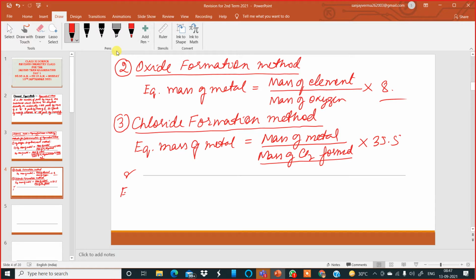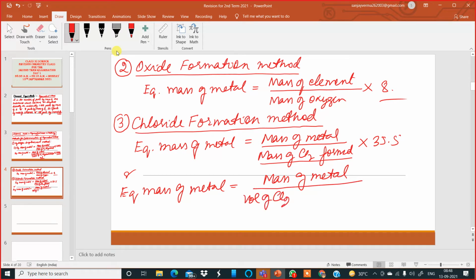Otherwise, if you use the volume, you can apply the next formula. Equivalent mass of metal is equal to mass of metal divided by volume of chlorine at NTP. This volume of chlorine has to be in milliliter, multiplied by, over here, chlorine, Cl1. So we'll take 11,200.